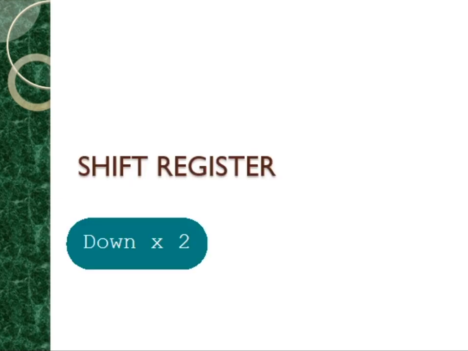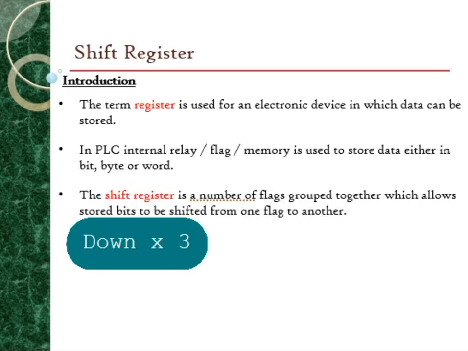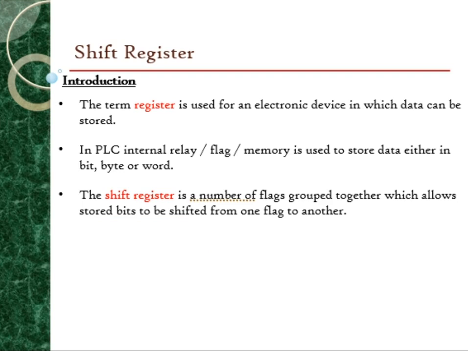So we start with our first subtopic, the shift register. Shift register is usually used in many PLC or automation applications. The term register is used for an electronic device in which data can be stored, or in which a group of this data can be registered in a series of bits. In a PLC, usually the internal relay, flag or memory is used to store the data either in bit, byte or word. So this shift register is a number of flags grouped together.